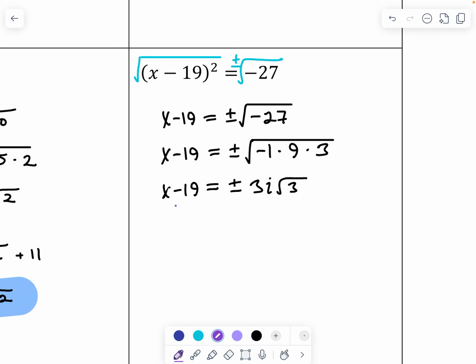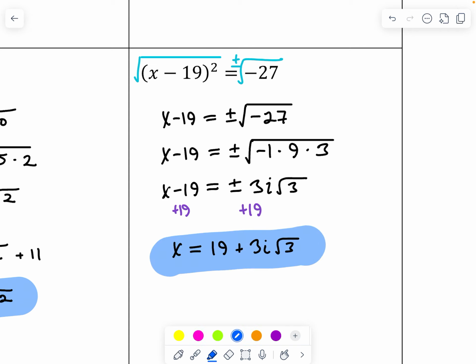Now we go ahead and finish by adding 19 to both sides. So x equals, and we're going to write this as literally 19 plus 3i root 3. And that is a complex number because it has the i involved. It's not called a complex number because it's complex in the sense that it's difficult. It's a complex number in the sense that it has multiple parts. Two parts, really. It has the real part and then the imaginary part.